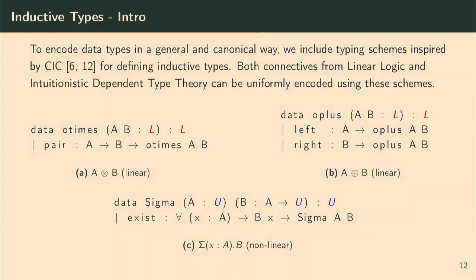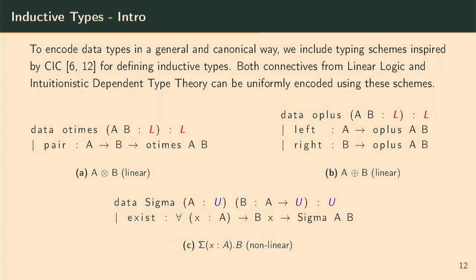So to encode data types in a general and canonical way, we include typing schemes inspired by CILC for defining inductive types. And both connectives from linear logic and intuitionistic dependent type theory can be uniformly encoded using these schemes. So here we define the tensor of linear logic and the linear sum. And also we have the intuitionistic sigma type.